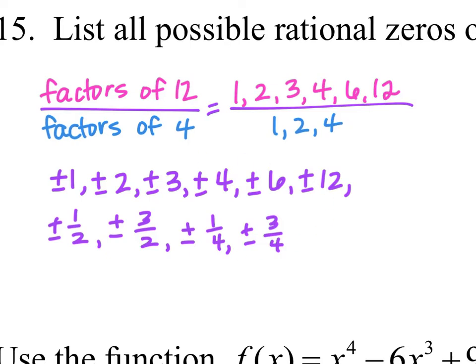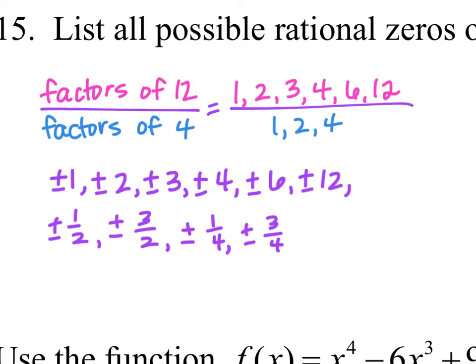So we have 1 over 1, so plus or minus 1, 2 over 1, plus or minus 2, 3 over 1, plus or minus 3, 4 over 1, plus or minus 4, 6 over 1, plus or minus 6, 12 over 1, plus or minus 12. And then 1 over 2, plus or minus 1/2, 2 over 2, we already have that here represented with the 1, 3 over 2, plus or minus 3/2, 4 over 2, we already have that here, 6 over 2, we already have that here with the 3, 12 over 2, we already have that with the 6.